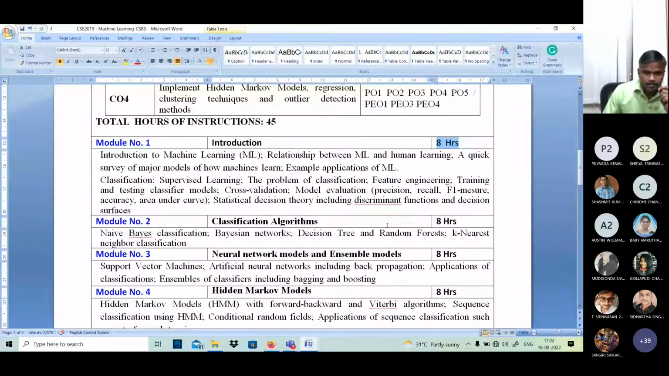Then the next 8 hours are given to learn about classification algorithms. Here we have different classification algorithms: naive Bayes, Bayesian networks, decision tree, random forest, and KNN. So these are all the different classification algorithms we are going to learn within the 8 hours.